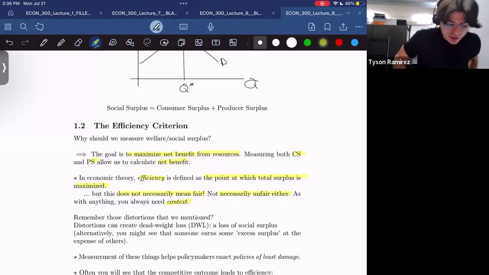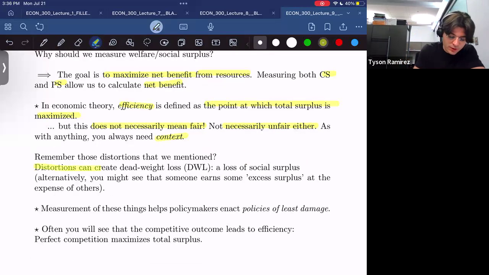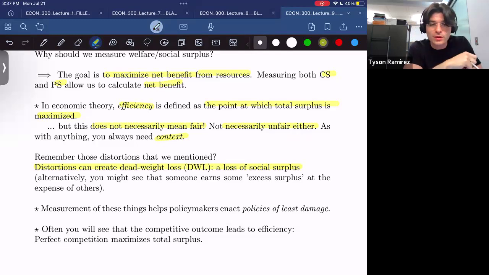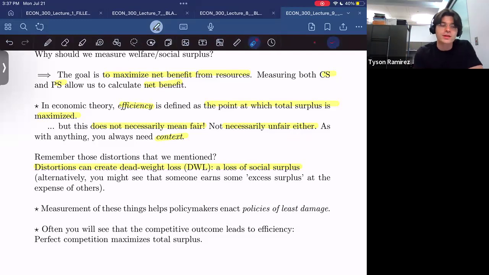All right. So with that being said, remember the distortions we talked about? Distortions can create deadweight loss. And a deadweight loss in its exact definition is a loss of social surplus. So basically any distortion in a market will lead to a loss of surplus. And as I alluded to, another way that this can take form is that somebody's getting excess surplus, but it comes at the expense of others.